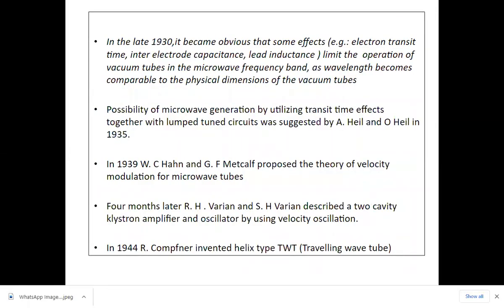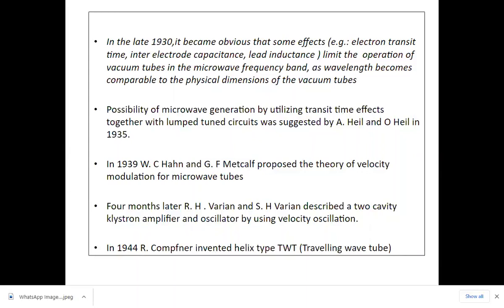In the late 1930s, it became obvious that some effects like electron transit time, inter-electrode capacitance, and lead inductance limit the operation of vacuum tubes in the microwave frequency band, as wavelength becomes comparable to the physical dimensions of the vacuum tubes. The inter-electrode capacitance and lead inductance effects are of the order of 1 to 2 picofarad and 15 to 20 millihenry respectively.